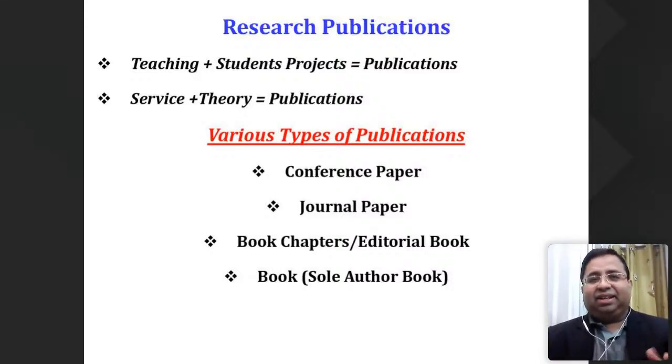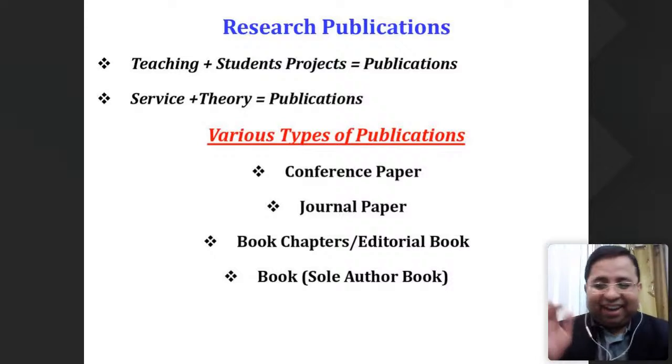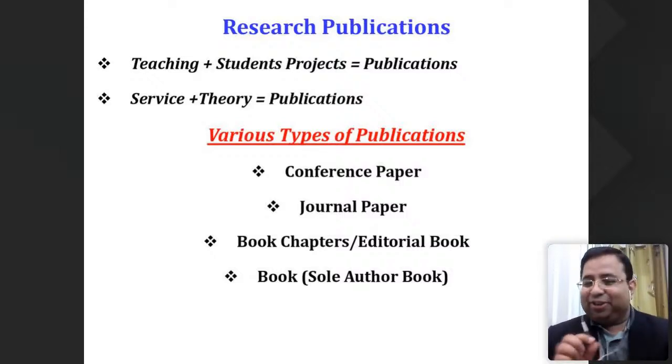So what I said is: take theory from class lectures and observe real-life application. Try to see the scenario. Is there any challenge, any knowledge gap, any application opportunity? Based on that, we can go for publication. Now we have the idea of how we can go for publication. There are various types of publication: conference paper, journal paper, book chapter, editorial book, and solo author book. Today I will discuss only the conference paper, so I don't want to discuss the remaining parts.